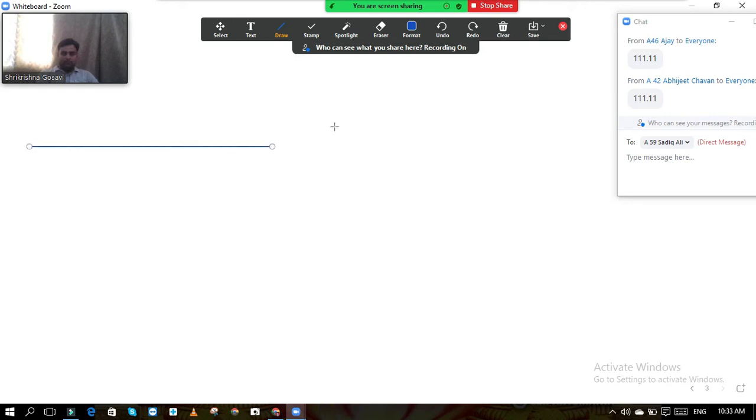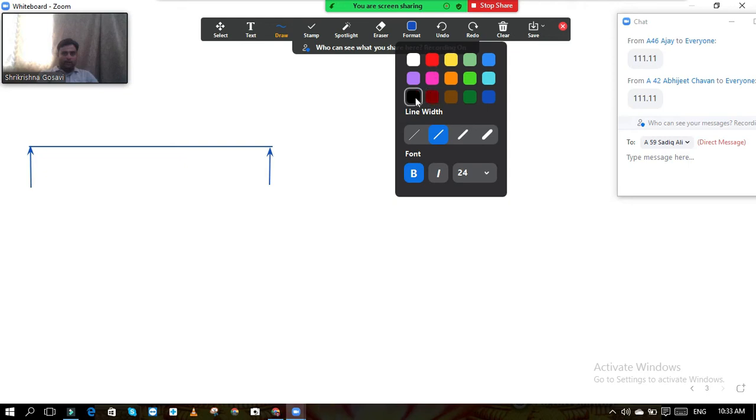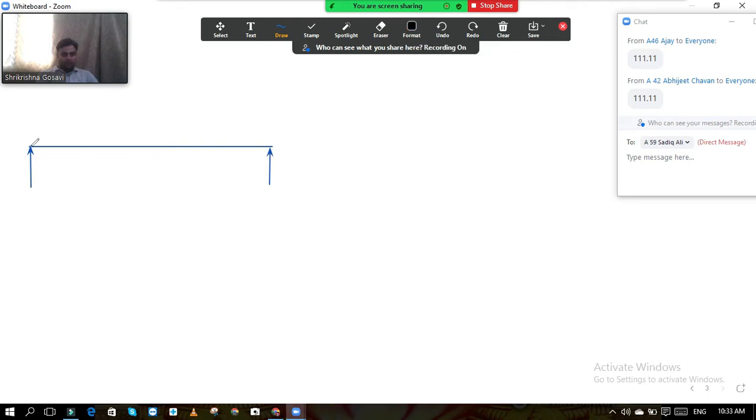Suppose this is the beam. Here the supports are there. These are the supports. Then the loading. This is the loading. And after this, the landing will be there. This is the landing.